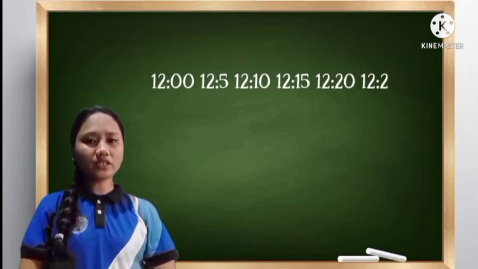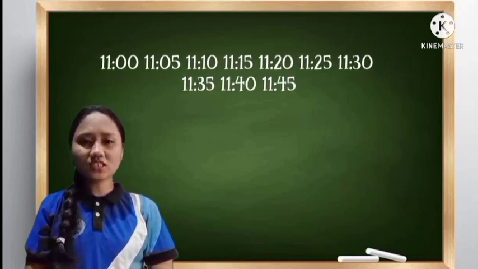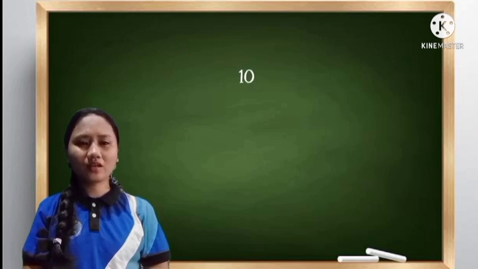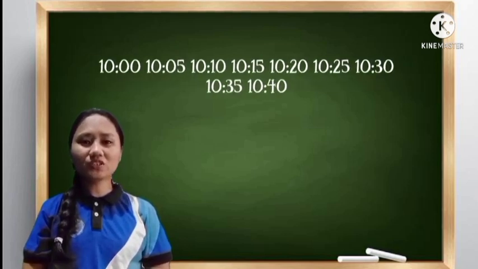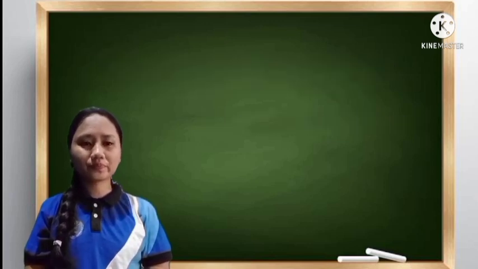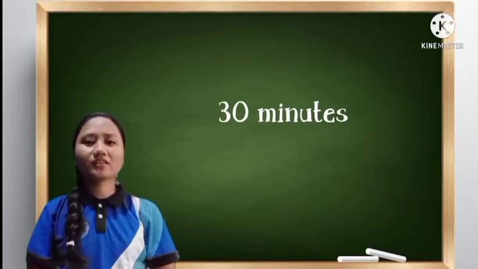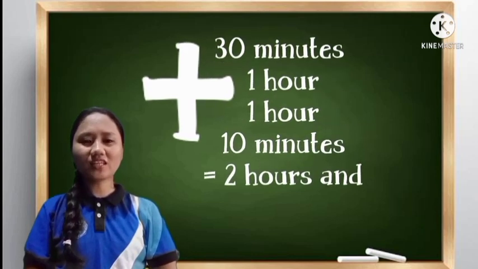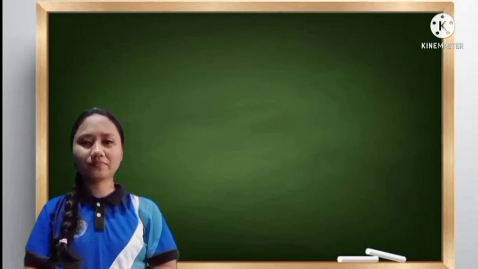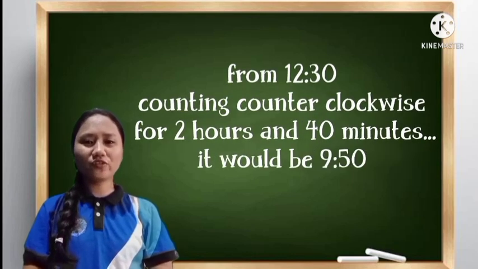From 12 to 12:30, there are 30 minutes. From 11 to 12, there are 60 minutes, which is equivalent to 1 hour. From 10 to 11, there are also 60 minutes, which is equivalent to 1 hour. From 9:50 to 10, there are 10 minutes. Therefore, if we combine the minutes and hours used, it will be 2 hours and 40 minutes. And we will get the same answer, which is 9:50 a.m.